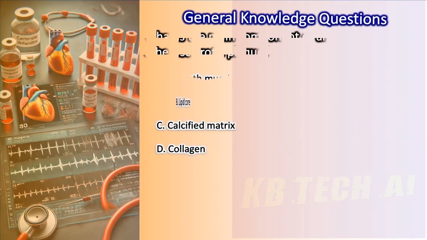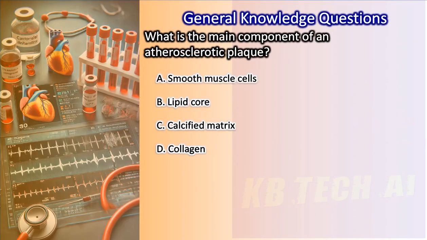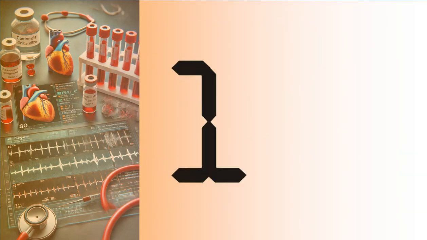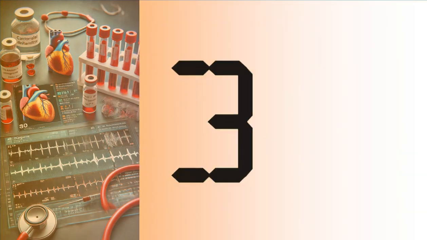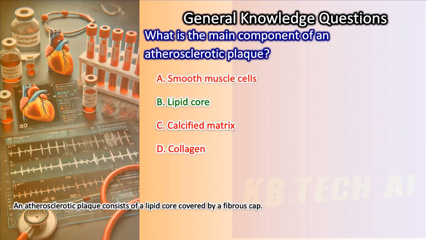Headache. Which is the main component of an atherosclerotic plaque? Option 1. Smooth muscle cells. Option 2. Lipid core. Option 3. Calcified matrix. Option 4. Collagen. The answer is option 2.